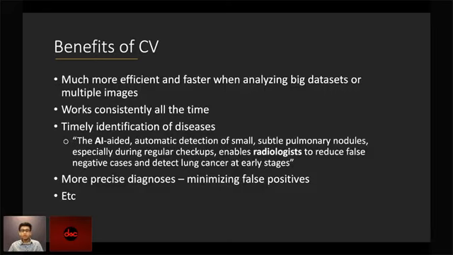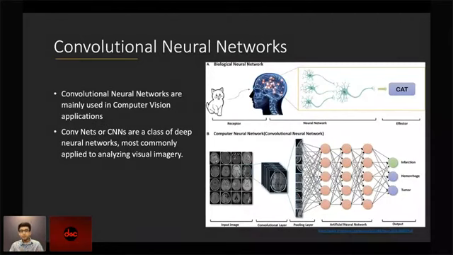So in computer vision, there's a lot of technical things, but a big concept that's talked about a lot is something called convolutional neural networks. And we mentioned this at the beginning of my presentation. Convolutional neural networks are mainly used in computer vision applications to analyze any visual imagery. They can be referred to as CNNs or even ConvNets sometimes, and these are a class of deep neural networks.